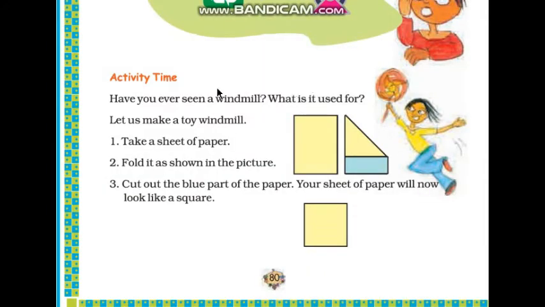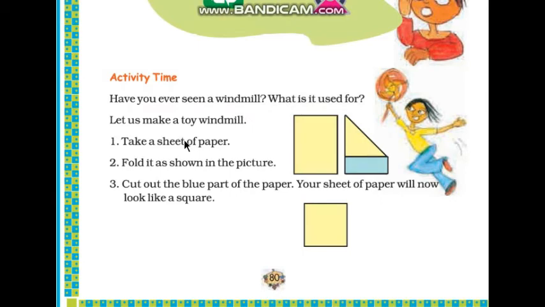Now children, here is activity time. Have you ever seen a windmill? What is it used for? If you have seen a windmill, you can say, yes, I have seen a windmill. But do you know what it is used for? It is used to generate electricity. It is also used for pumping water, grinding grains, street lights, etc.